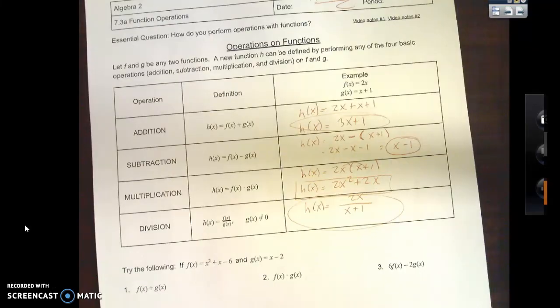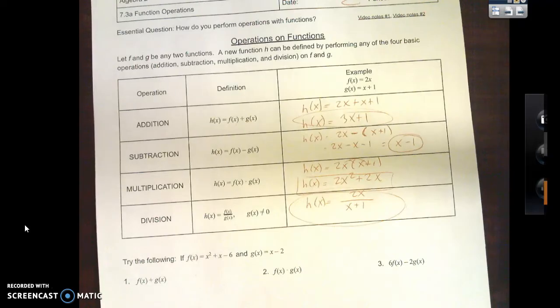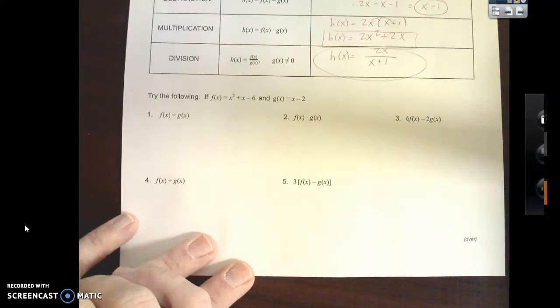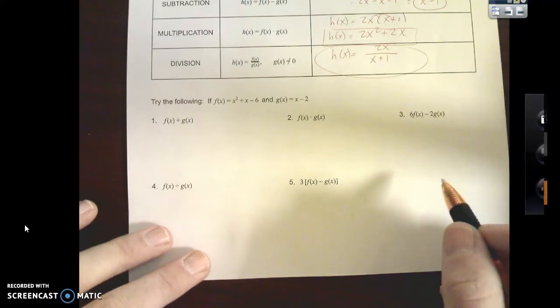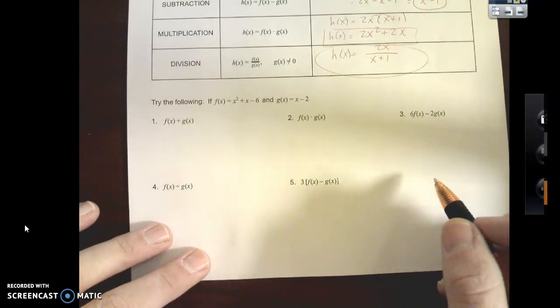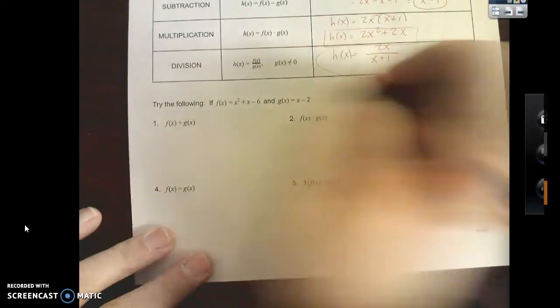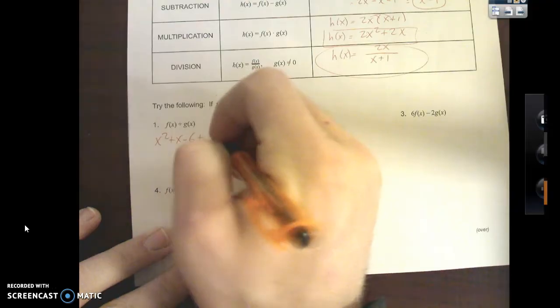So that's basically what we're doing today. Now obviously it's going to get a little more difficult because those are two pretty easy functions. Let's keep on rolling and see what we do. Try the following. They're telling us that f of x and g of x are the following: x squared plus x minus 6, and x minus 2. If I'm taking a look at f of x, it's x squared plus x minus 6 plus, I'll bring that plus sign down, g of x is x minus 2.